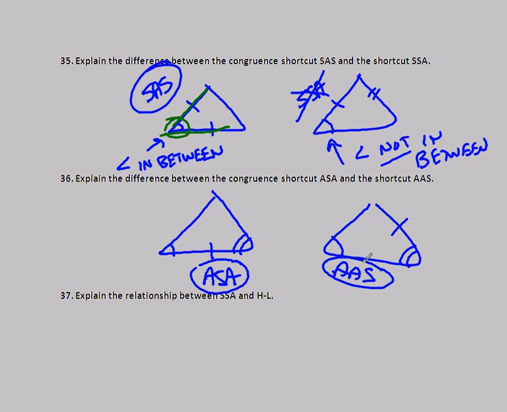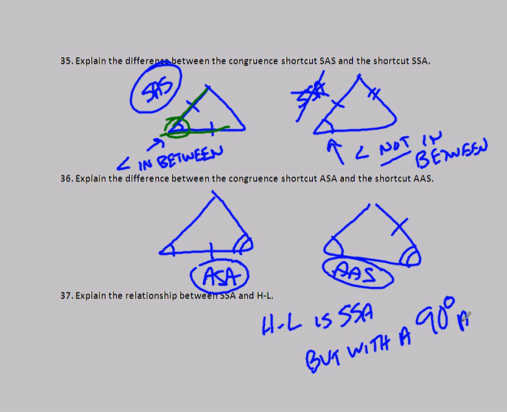The relationship between side angle and hypotenuse leg, just that hypotenuse leg is side angle, but with a 90-degree angle, with a right angle. That's all we need to say for this. You can also say HL works, but we know that side angle does not.